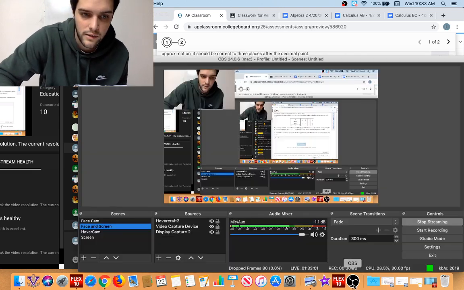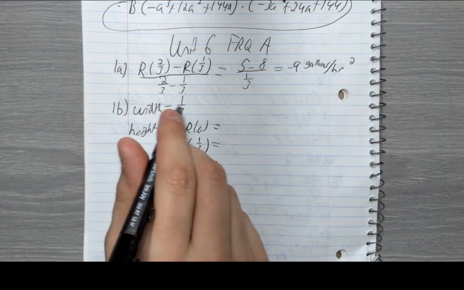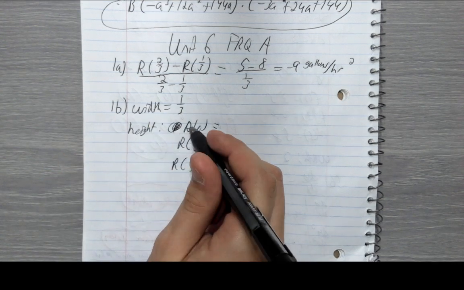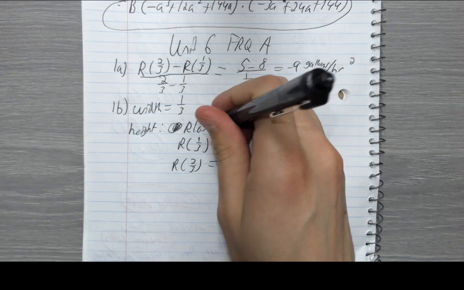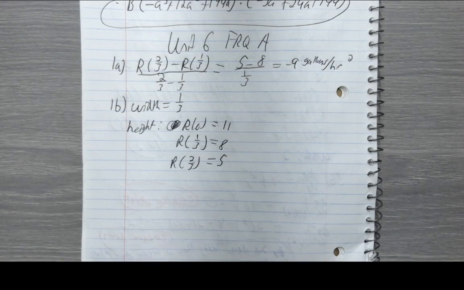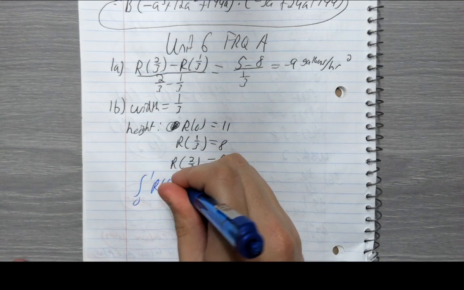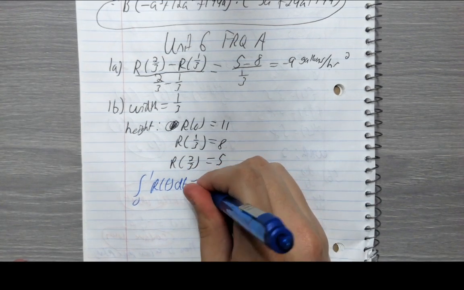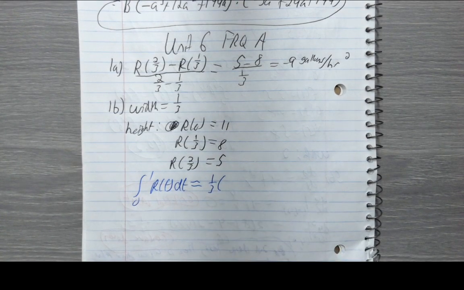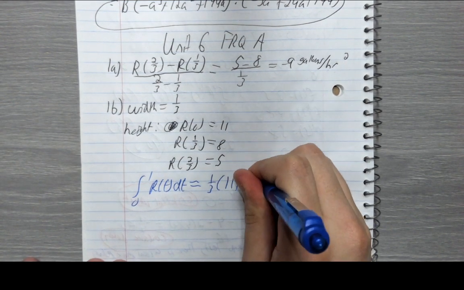Let me flip over to my notebook. Each rectangle's width is going to be 1/3. To find each height, I need to find the function value at those 3 points, which they give to me: 11, 8, and 5. Putting this together, my approximation for that integral is my width, 1/3, times everything, because every width is 1/3. It's going to be 1/3 times 11 plus 8 plus 5, and you get the answer of 8.